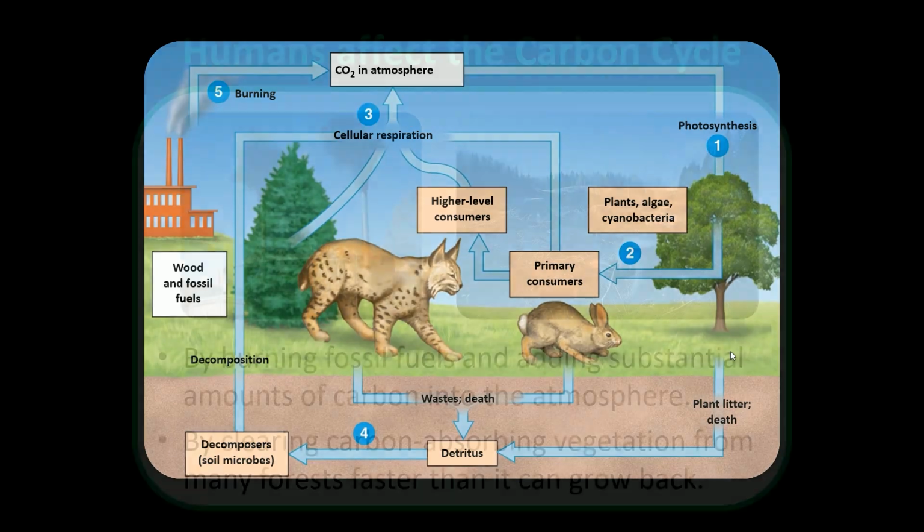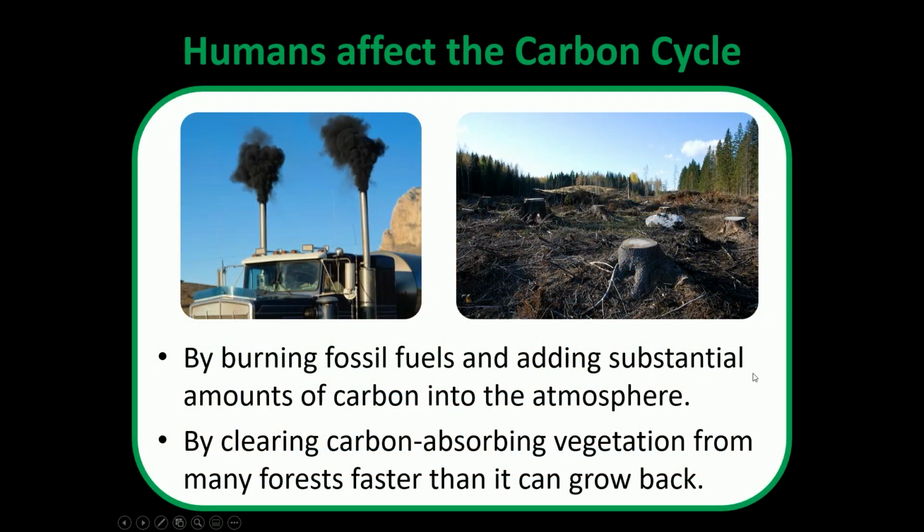So how do humans affect the carbon cycle? By burning lots of fossil fuels and adding substantial amounts of carbon into the atmosphere, carbon that was formerly not participating in the carbon cycle whatsoever. It was safely secured away in rock layers. And clear-cutting carbon-absorbing vegetation from many forests faster than it can grow back, unsustainably harvesting woodland. We'll have an entire unit later on that's specifically about air pollution and climate change and the effects of the accumulating CO2 in our atmosphere, so for right now we'll just continue talking about the other biogeochemical cycles.